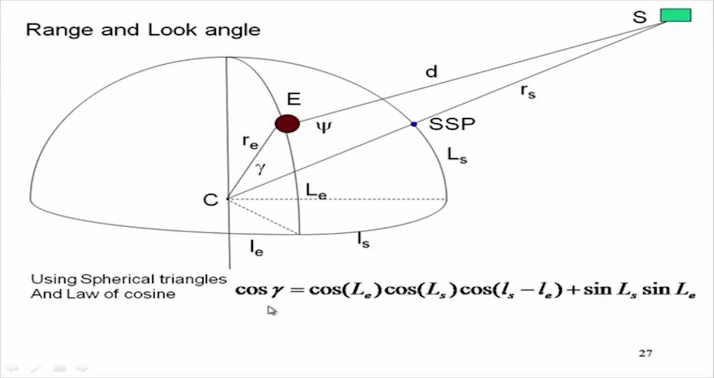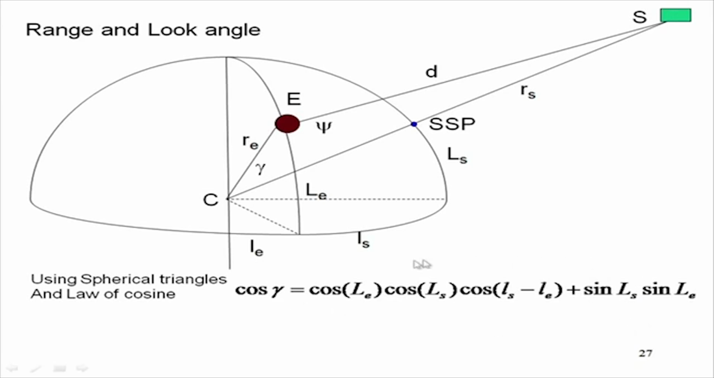So, cos gamma is expressed as cos of latitude of earth station multiplied by cos of latitude of the subsatellite point, multiplied by cos of the difference between longitude of the station and subsatellite point, plus sine of latitude of the subsatellite point and sine of latitude of the station. This is the cos gamma. So, you can find out gamma and go back to the previous expression, put the sine gamma and cos gamma values and you will find the elevation.